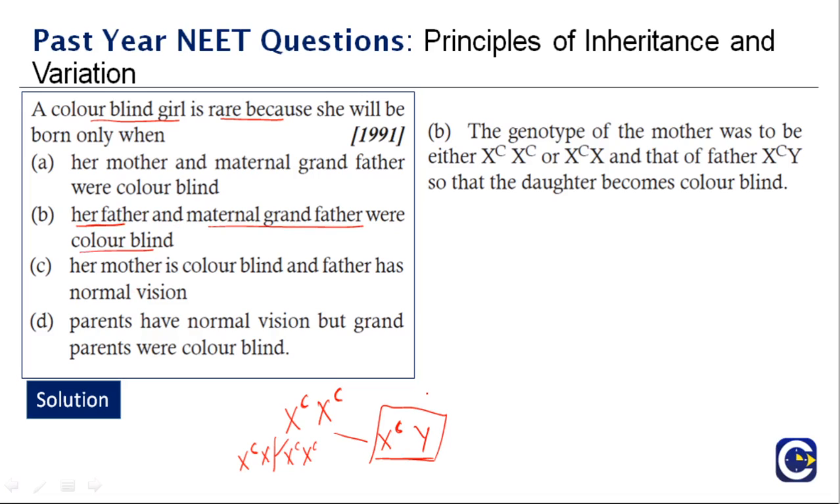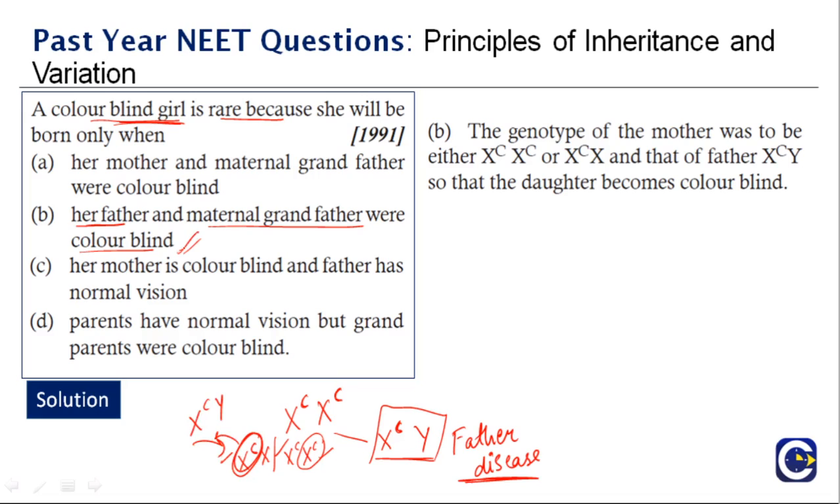Definitely, when they ask about a girl child, the most important thing you have to see is that the father is also diseased, if it is an X-linked disease, a sex chromosome related disease. So a color-blind girl is rare because she will be born only when the father has the disease and the maternal grandfather was color blind. Either the mother can be a carrier or she can be color blind, but she will definitely contain the carrier gene, because if the maternal grandfather had the disease, the girl definitely took that gene from him.